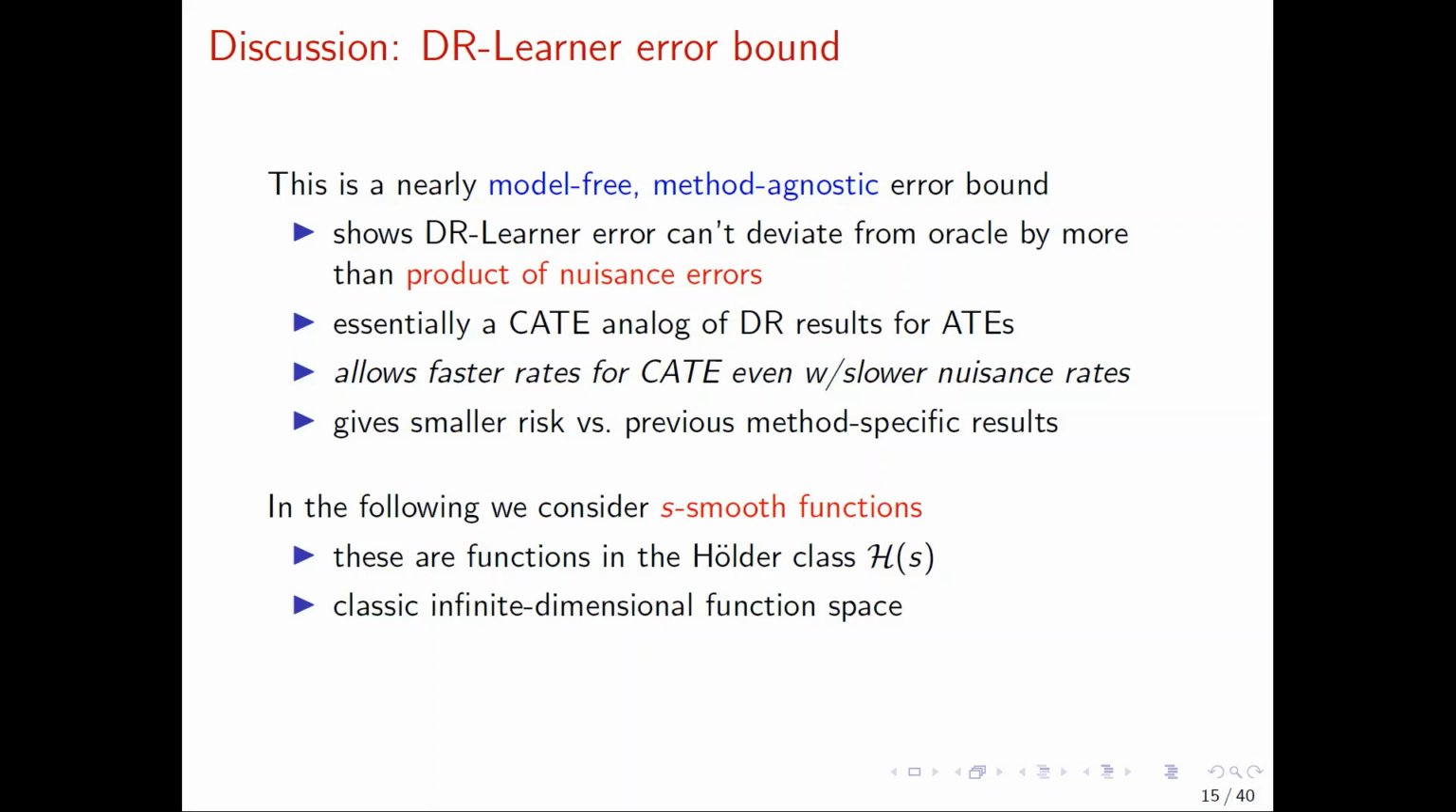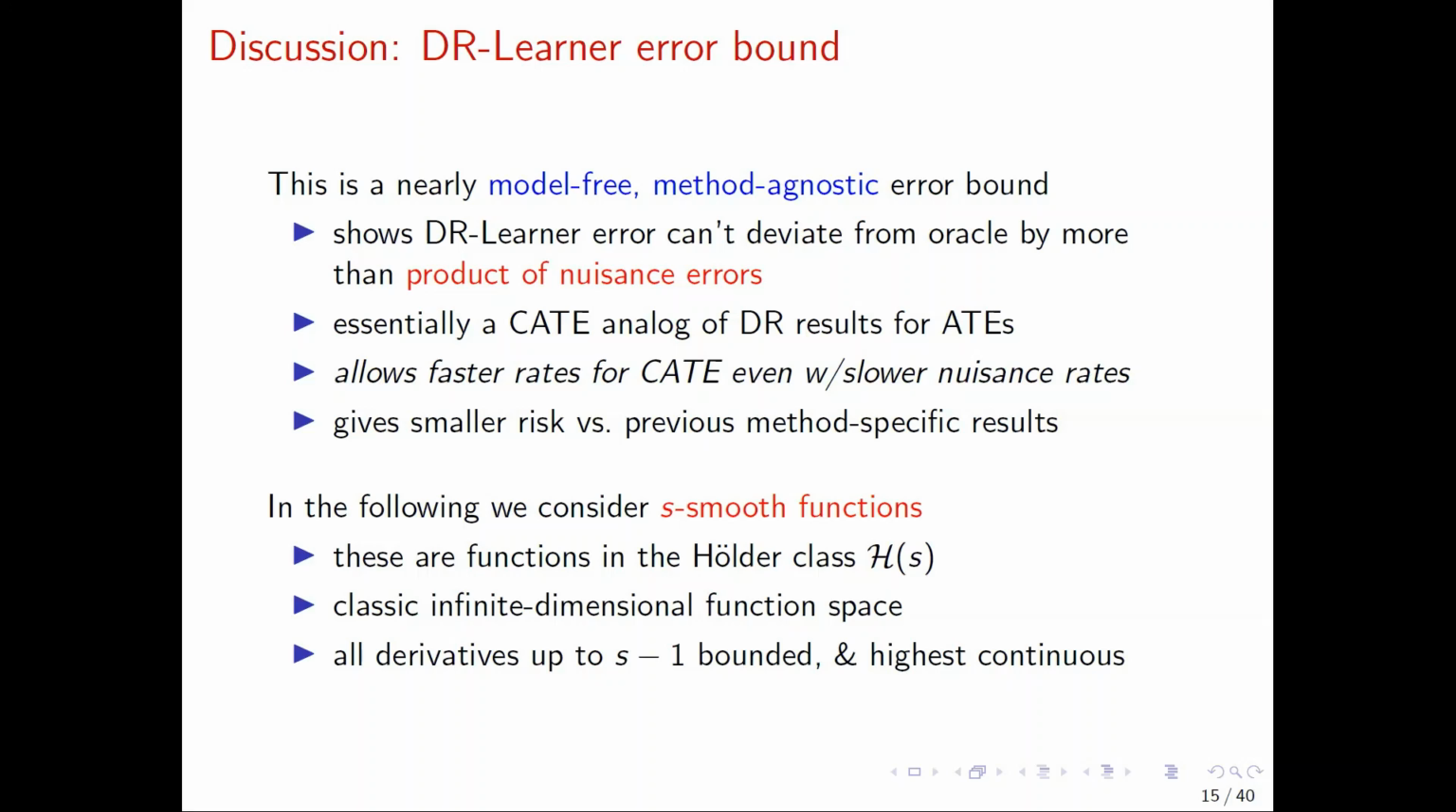So now we're going to start specializing a little bit, and we're going to say what happens in this classic non-parametric function space where the functions have some smoothness. So we're going to work with these Hölder classes, which you can think of as essentially saying that these functions have up to, say, s minus one bounded derivatives, and then the highest order is Lipschitz continuous. This is the classic function class people use in non-parametrics. The smoother a function is, the easier it is to estimate. The less smooth it is, the harder it is to estimate.